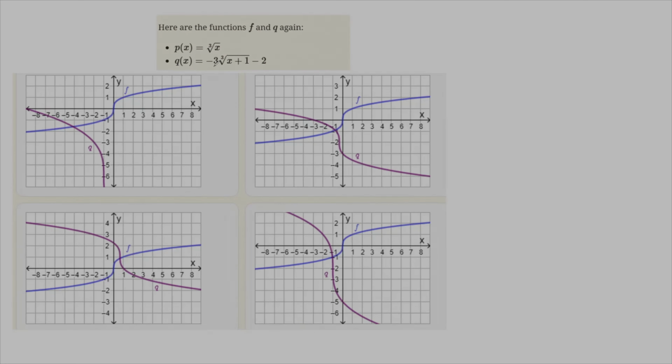Okay, now look at this function. This is a vertical stretch by -3. So that means whatever the coordinate is, first the y coordinate will be multiplied by -3.